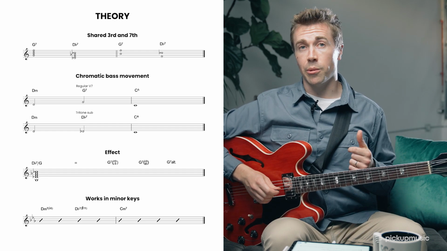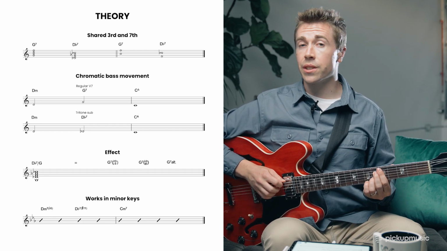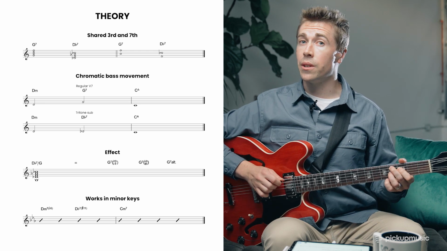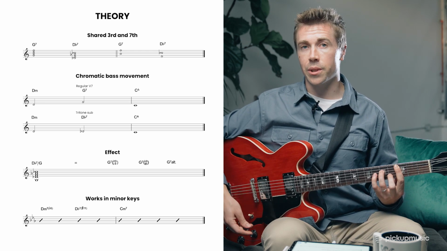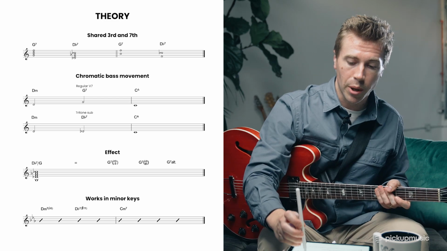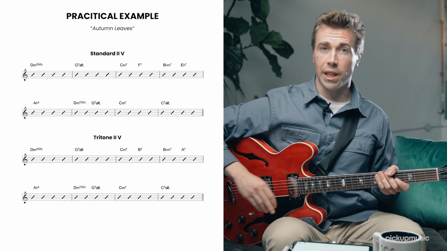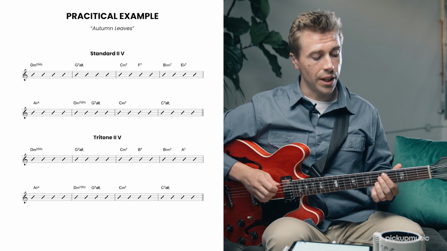And last point, before we look at a case study in a song, it works in minor keys as well because it gives that altered sound. So let's have a look at a popular use in the jazz standard Autumn Leaves. So I'm going to play the regular chords up top here.